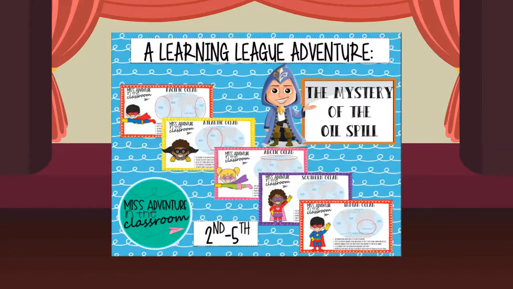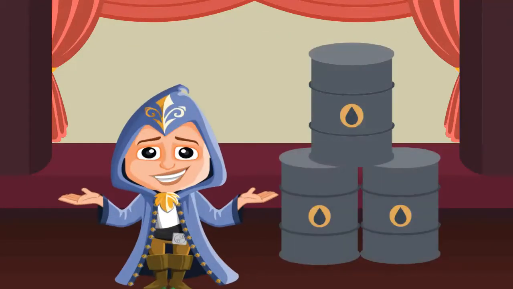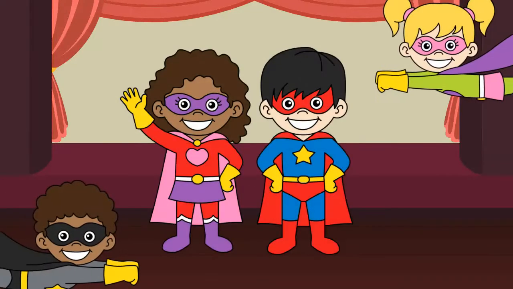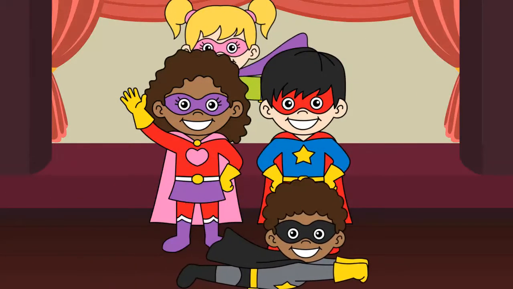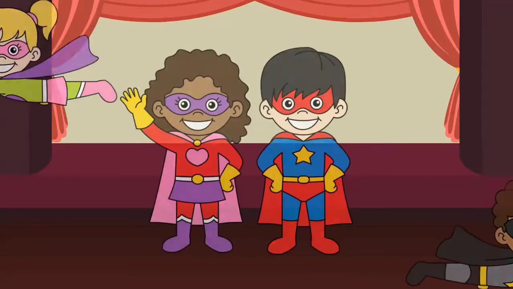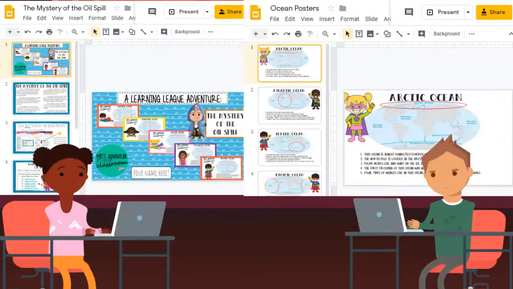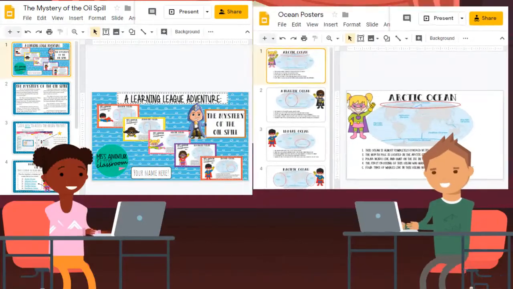Let's use the free math adventure as an example, the mystery of the oil spill. The baffled bungler made an oil spill in one of the oceans, but he can't remember which one. Your students will have to help the Learning League follow the clues by solving the math problems and find that ocean. They'll have their screen set up with their booklet on one side and the posters on the other.